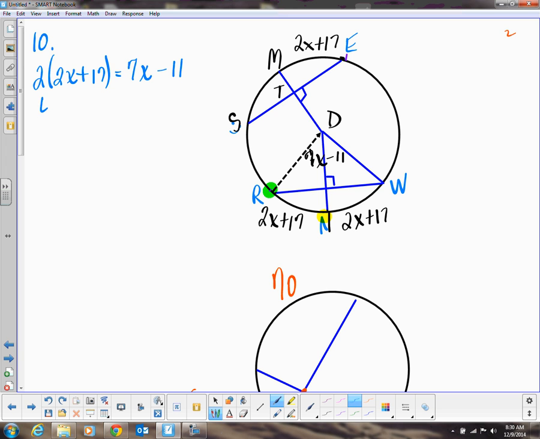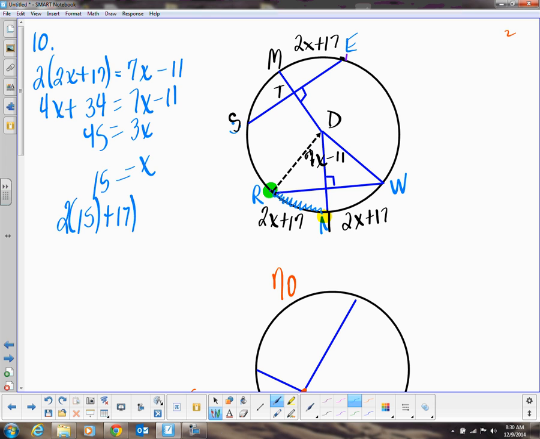So when you distribute, you get 4x plus 34 equals 7x minus 11. Subtract your 4x, add your 11. X is 15. Did they ask for x? I'm guessing not. They want the measure of arc RN. So now what do you do? 2 times 15 plus 17 is 30, 40. That's 47. Okay. Next. Stephanie.